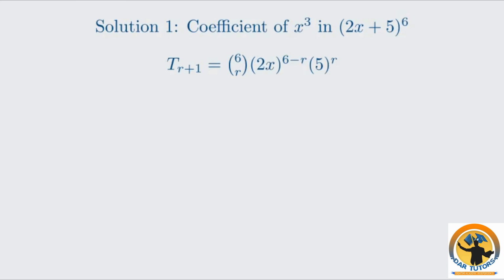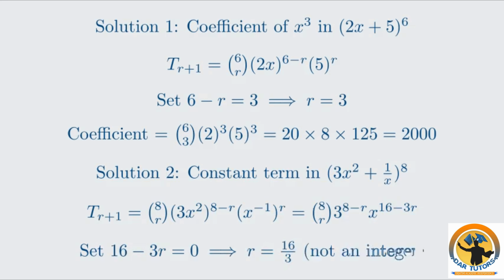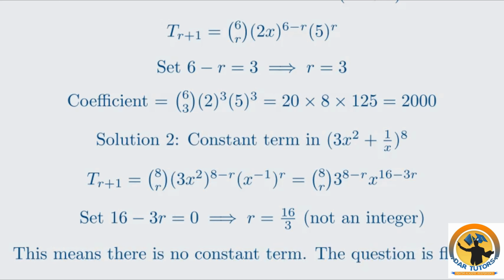Welcome back. Let's go through the solutions together. If you got them right, fantastic. If not, pay close attention to the steps. For question 1, the coefficient of x cubed in (2x plus 5) to the power of 6 is 2000. For question 2, the constant term in (3x squared plus 1 over x) to the power of 8 is 181,440.